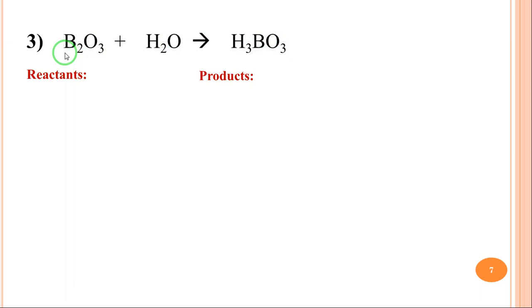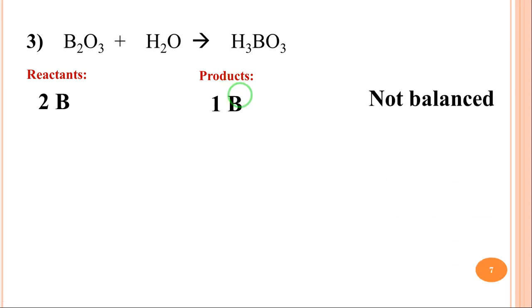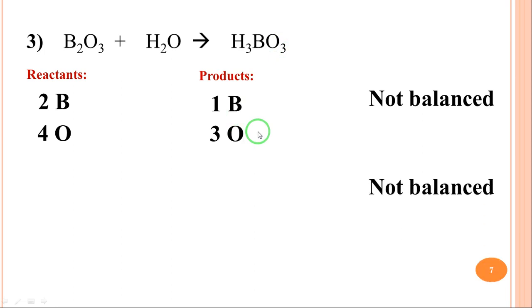For boron, we have just 2 boron atoms in the reactant side. We have B2 here, so we write 2B. In the product side, we have only 1 boron atom, so with respect to the number of boron atoms, they are not balanced. For oxygen, here we have 3 plus 1, we have 4 oxygen atoms in the reactant side. We have 3 oxygen atoms in the product side, so they are not balanced.